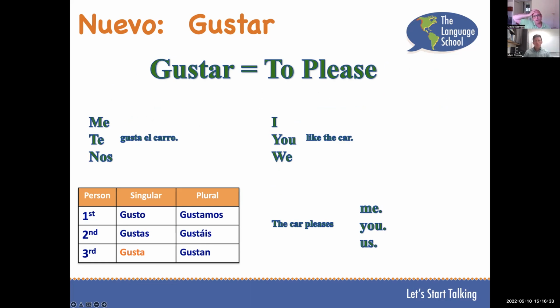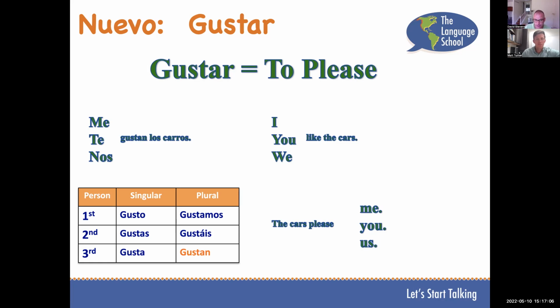Me gusta el carro. We would say, I like the car, but you're really saying the car pleases me. Te gusta el carro. We would say you like the car, but you're really saying the car pleases you. And then nos gusta el carro means we like the car, which really is saying the car pleases us. Does that make sense? Yep. And that's why if we're talking about multiple things that we like, we go into that third person plural form of the verb, right?